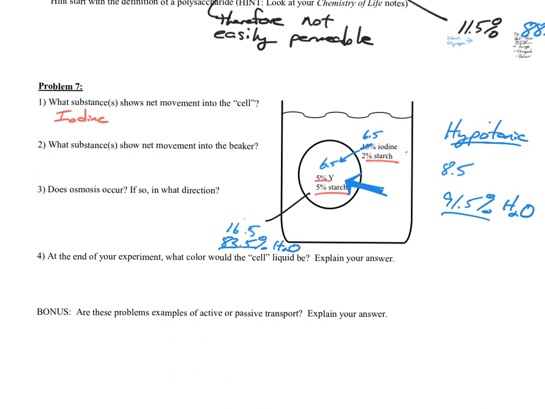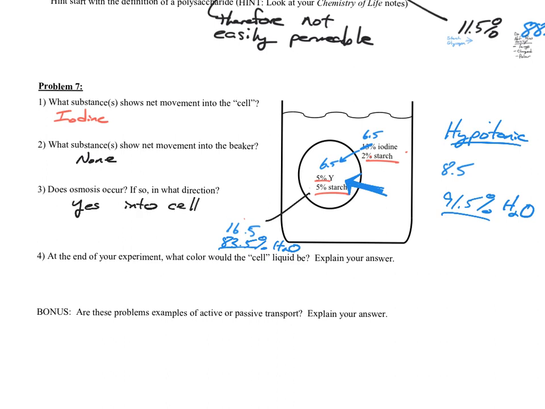So iodine, what substance showed net movement into the beaker? Well, water. Iodine. But what into the beaker before you say? Oh, into the beaker. My bad. Into the beaker would mean none. None. Does osmosis occur? Yes. Into the cell.